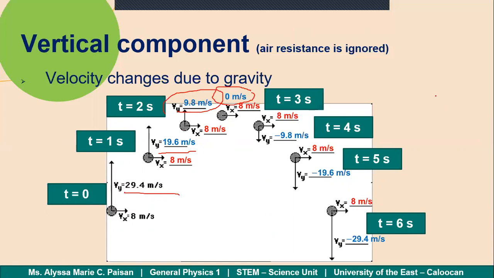Because again, remember, gravity as a force is directed downwards, which means that although it is downwards, nakaka-apekto rin naman siya sa upward motion. Katulad nga ng sa free fall natin, di ba? Naaapektuhin niya rin yung pag-akyat ng isang object pataas. Therefore, gravity as a force only affects the vertical component of motion and not the horizontal. Okay?